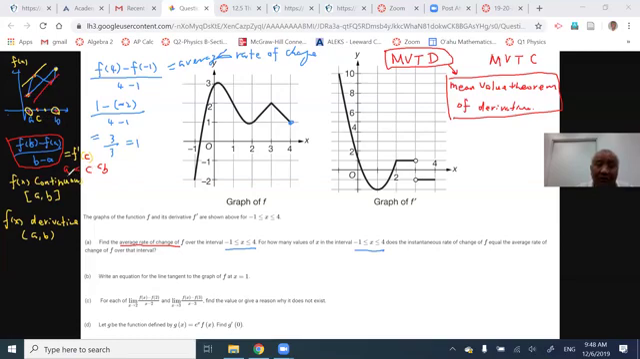This c must be in between a and b. The tangent line slope must be equal to the second line slope. That's a general impression of the mean value theorem. Is that clear now? Okay, we quickly review this and then we apply it to this question now. You see, it's not that hard.